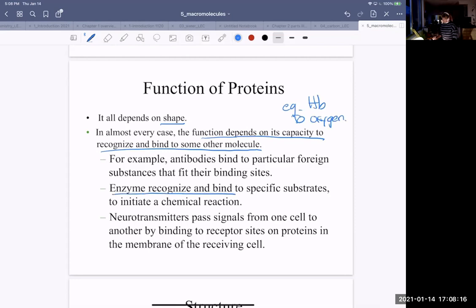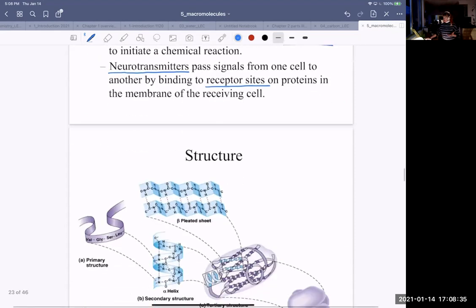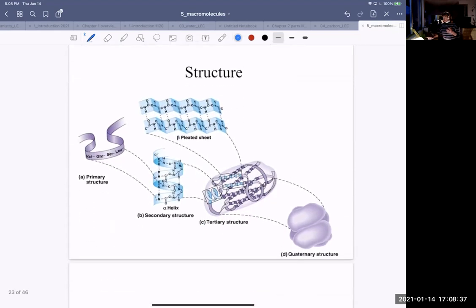Enzymes recognize and bind to specific substrates and initiate a chemical reaction. Neurotransmitters, so lots of neurotransmitters are proteins, pass signals by binding to receptor sites on proteins. So how do we get this shape? How do we get the shape of the protein? It's very interesting.